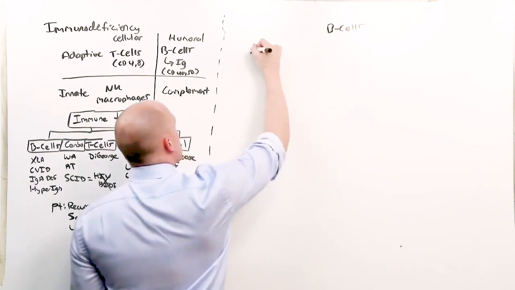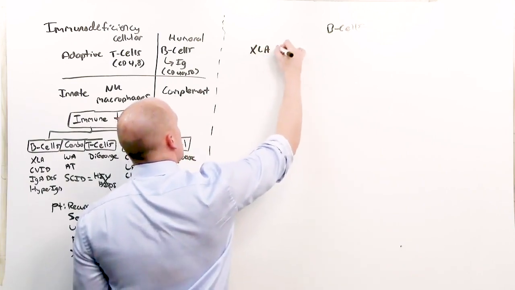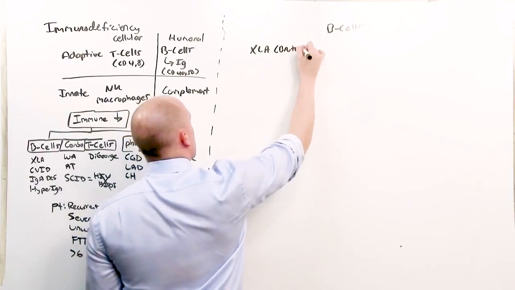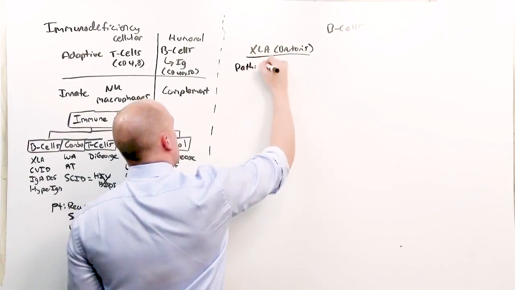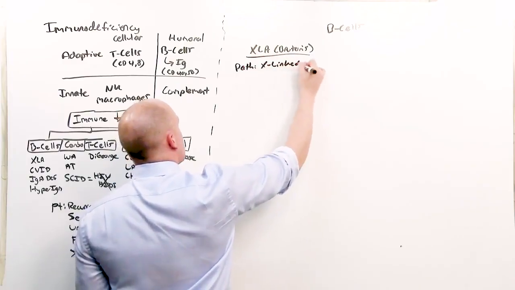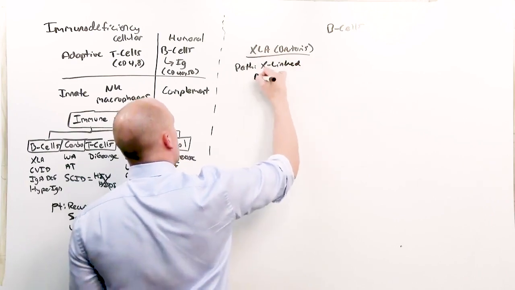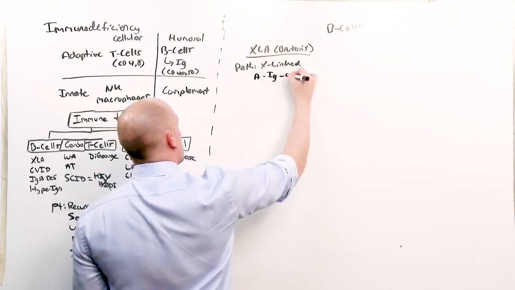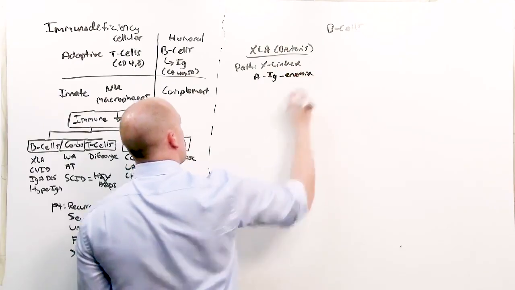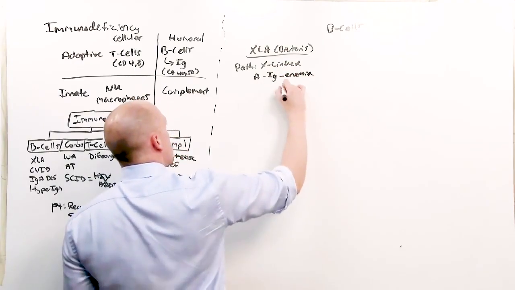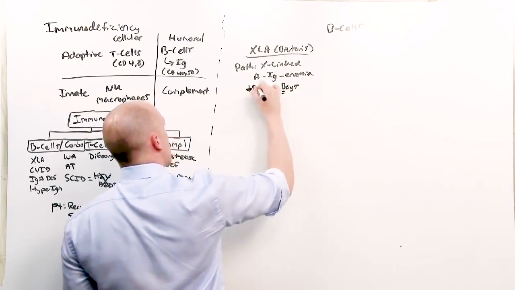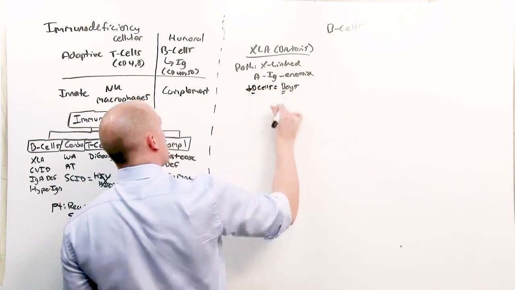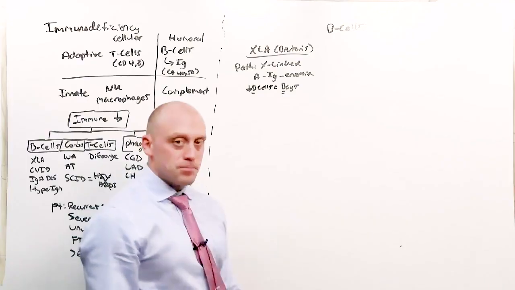The first is the X-linked agammaglobulinemia of Bruton's. The name has the pathogenesis. It is X-linked, and it is agammaglobulinemia. No immunoglobulins in the blood. Because it is X-linked, it is going to affect boys, just as it is a deficiency of B cells. B cells for boys, X-linked for boys.